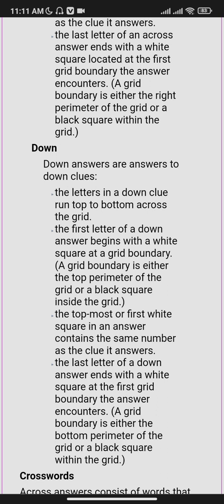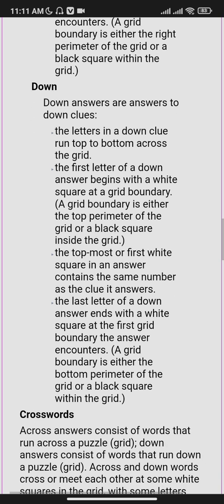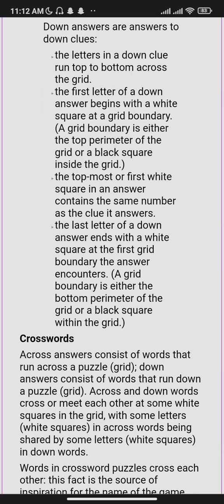The first letter of a down answer begins with a white square at the grid boundary. A grid boundary is either the top perimeter of the grid or a black square inside the grid. The topmost or first white square in an answer contains the same number as the clue it answers. The last letter of the down answer ends with a white square at the first boundary the answer encounters. A grid boundary is either the bottom perimeter of the grid or a black square within the grid.